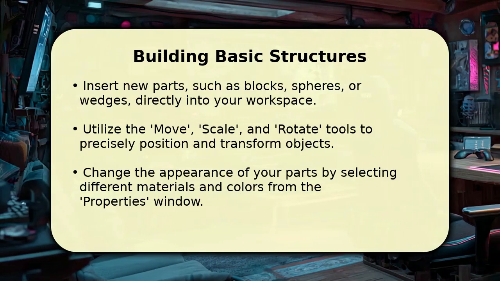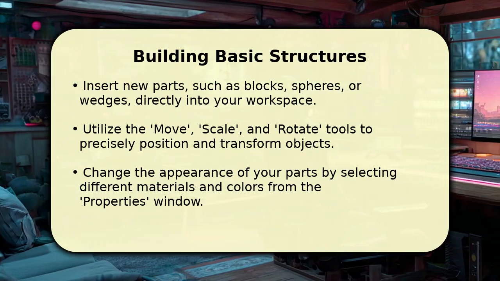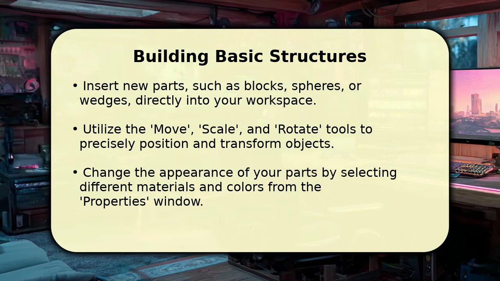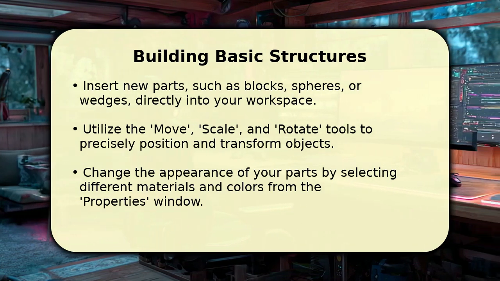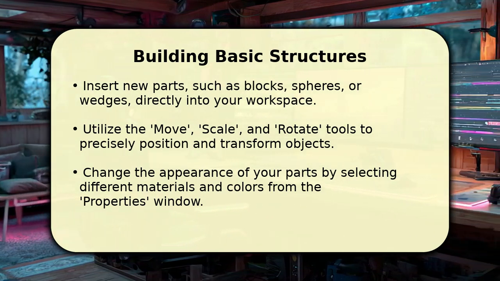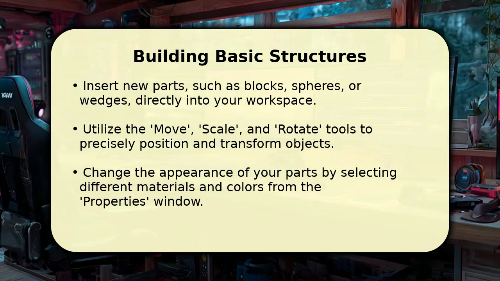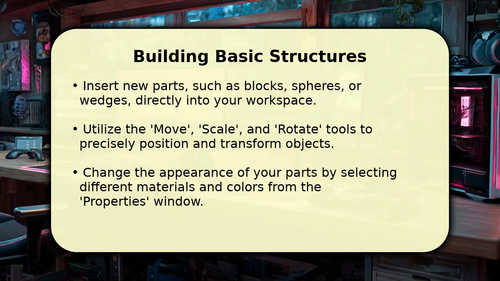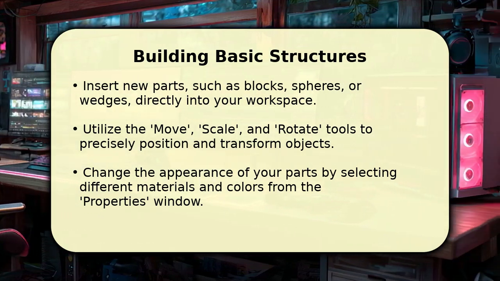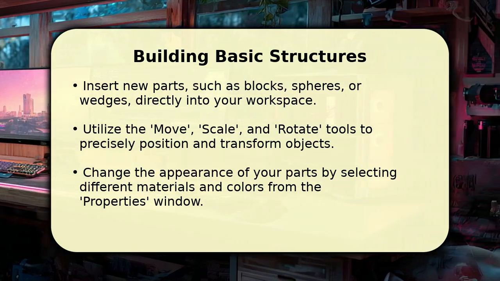To begin building, simply navigate to the Model tab and click Part to insert a basic block. Once inserted, use the Move tool to drag it around, the Scale tool to resize it along 3 axes, and the Rotate tool to spin it in any direction. For instance, you could scale a block to be 3 studs wide by 8 studs long, then change its material to wood planks and its color to a rich brown. Experiment with these tools to construct simple houses, obstacles, or anything you envision.